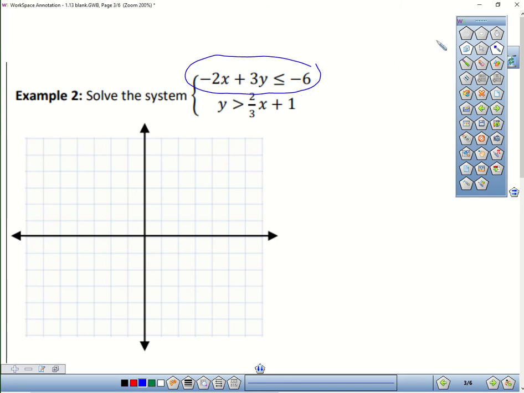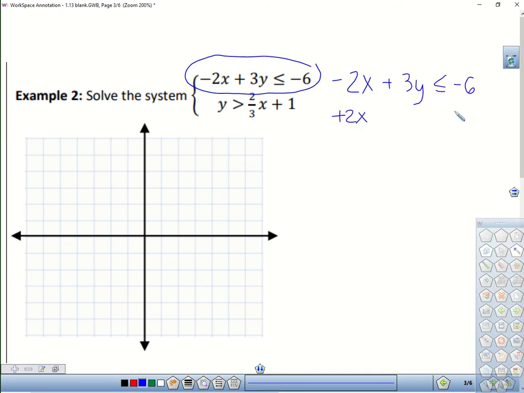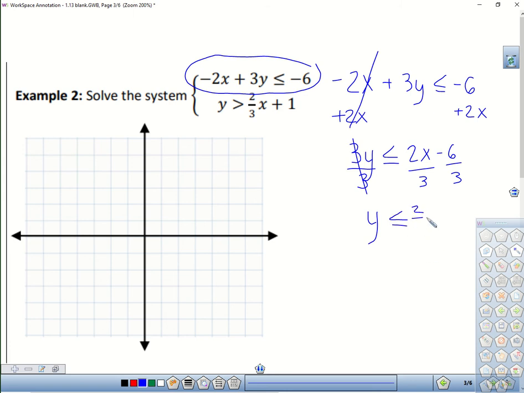First thing we need to do with this inequality is get it into slope-intercept form. So I'm going to do that by adding 2x on both sides. That's going to give me 3y is less than or equal to 2x minus 6. I'm going to divide both sides by 3. And that's going to give me y is less than or equal to 2/3 x minus 2.